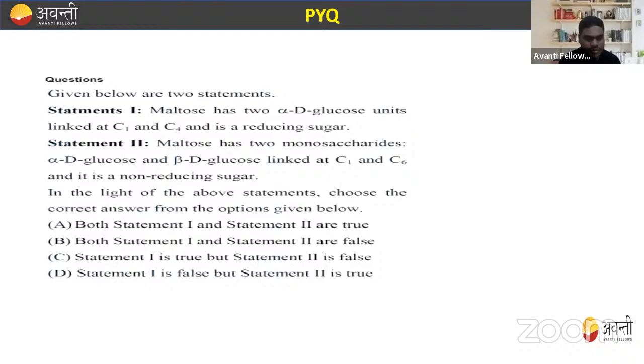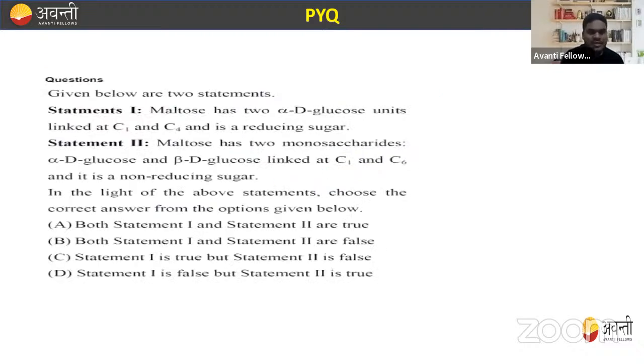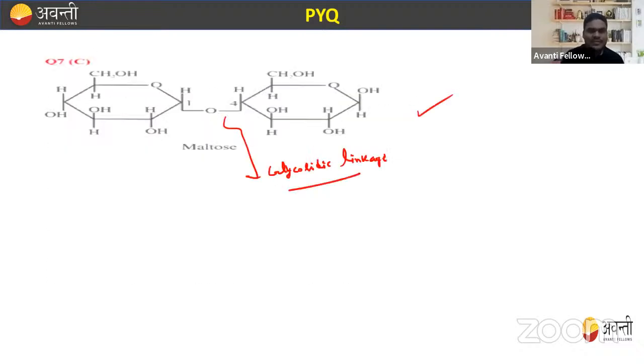So out of these two statements, which statement is true? Whether both statements are true, or one statement is true and another is false. So which one is the correct option for this? So let's see the structure of the glycoside. This linkage is known as glycosidic linkage, right? Now how can we say whether this is reducing or non-reducing? We can say that on the basis of only whether they have a free group or not.